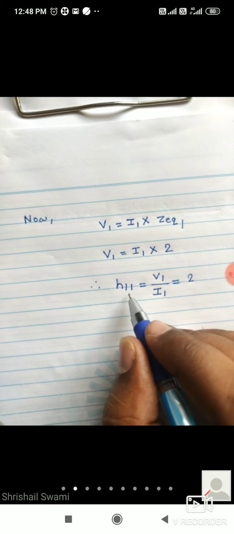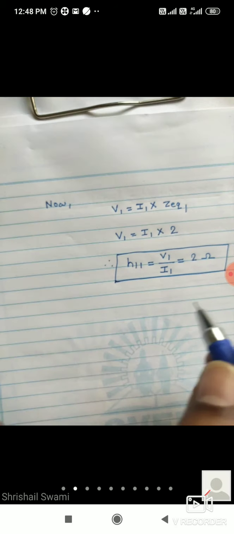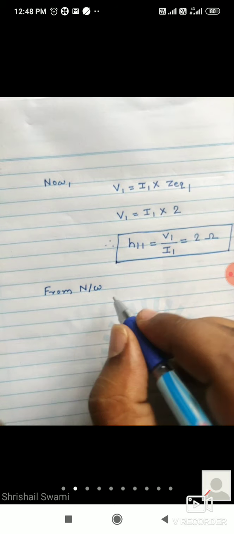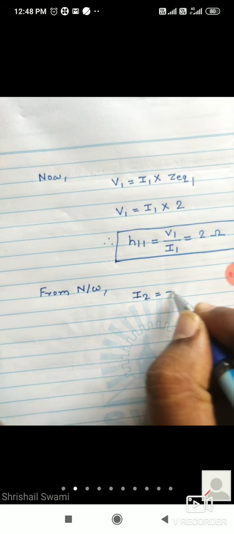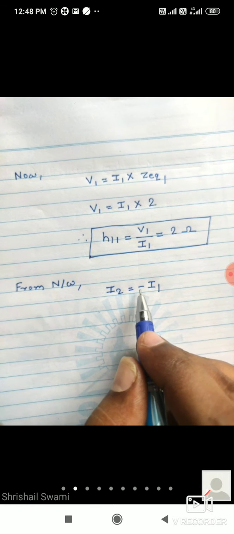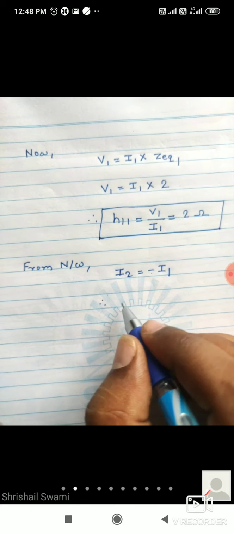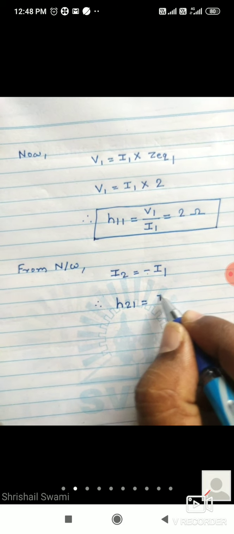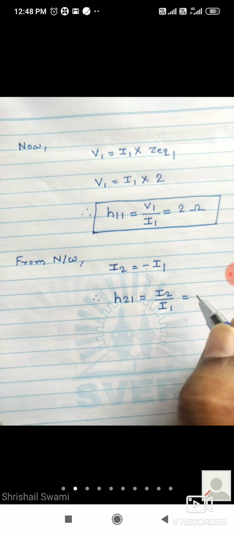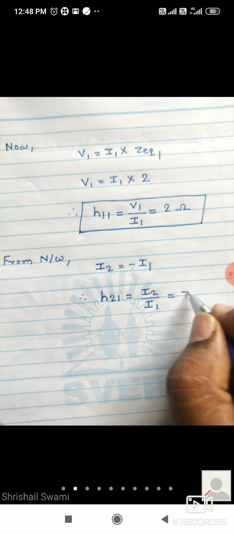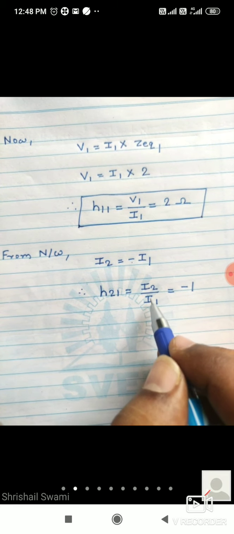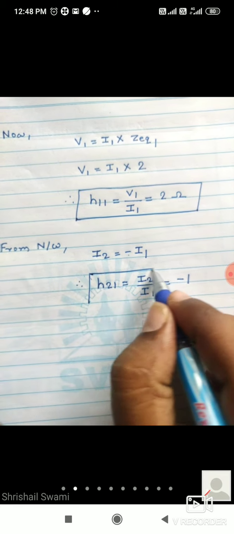So what is the unit of H11? As it represents impedance, the unit is ohm. So this is the answer of the first parameter, that is H11. Now from observation of the network, I2 is equal to minus I1. Both are the same; only due to direction the negative sign is there. So what is I2 upon I1? That is nothing but H21. So H21 is equal to I2 upon I1, which is -1. I upon I means current gain, so no unit. So H21 value is -1.